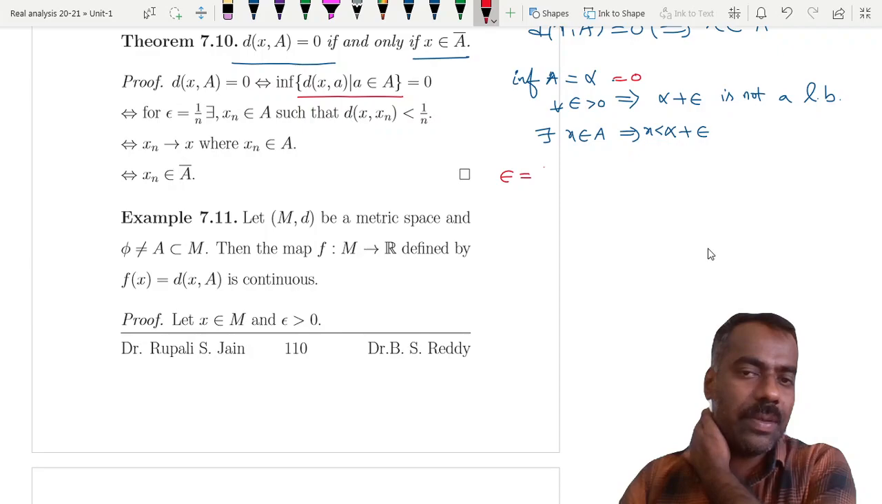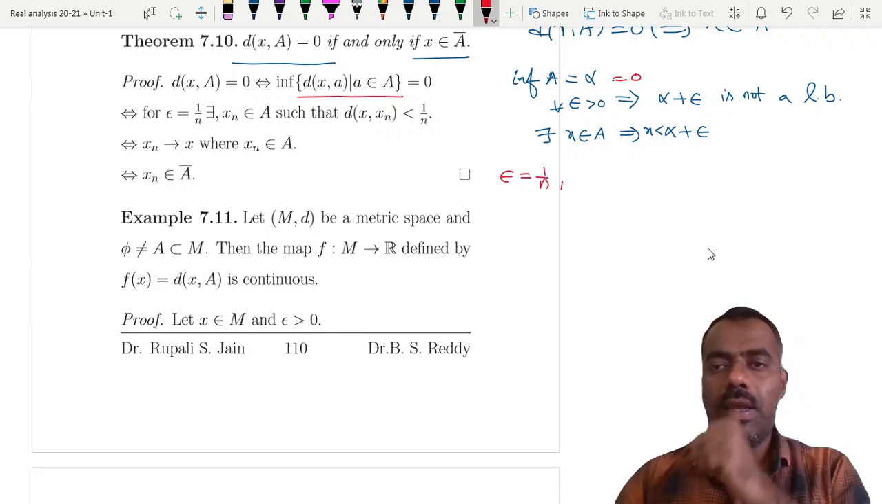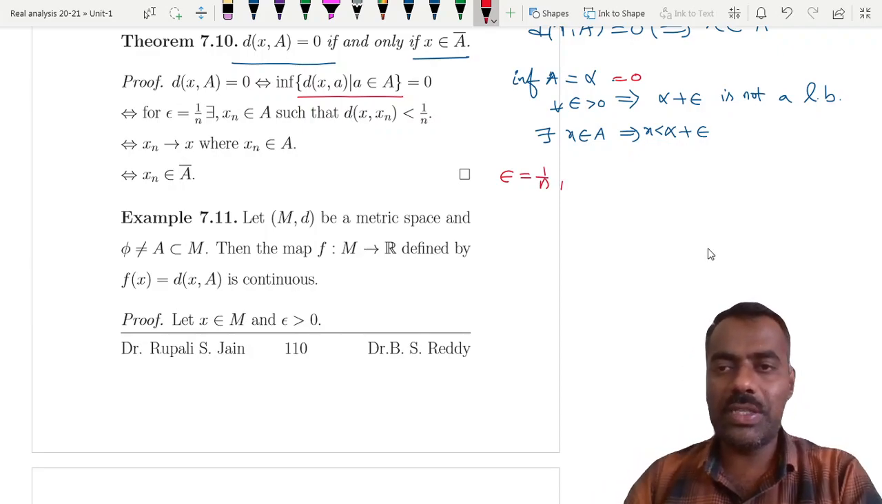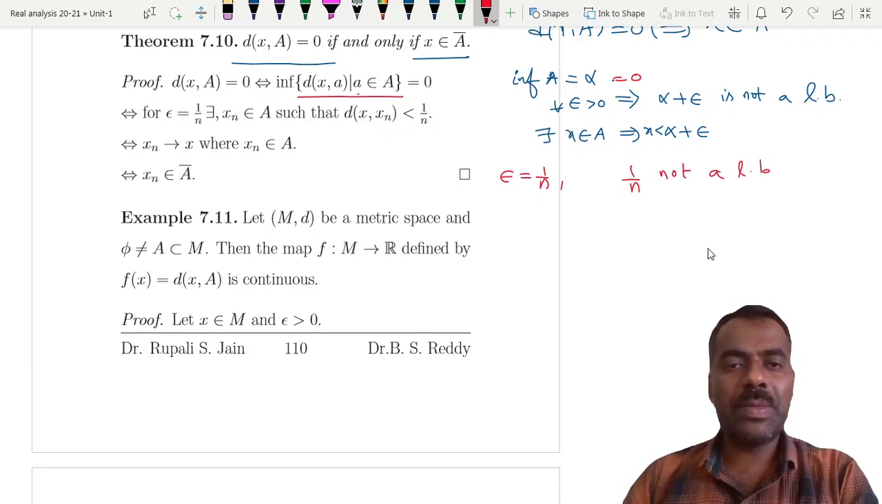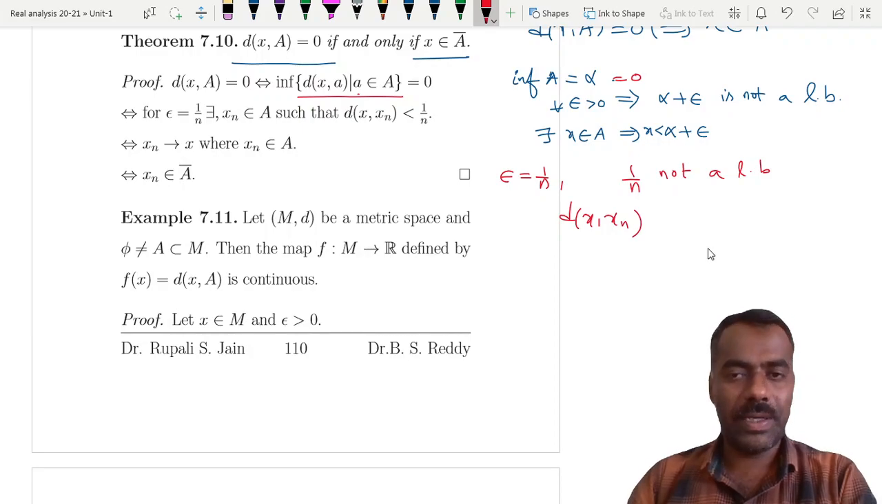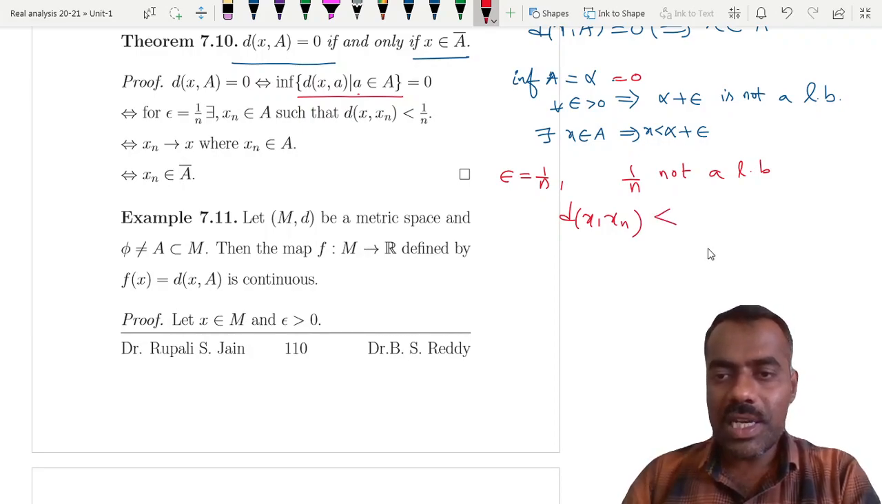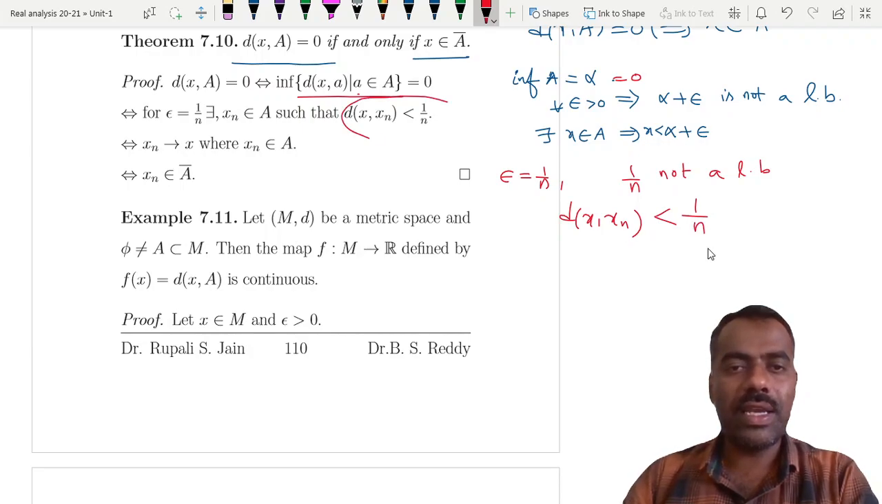So if you take in particular epsilon equal to 1 by n, then with alpha equal to 0, 0 plus 1 by n is not a lower bound for this set, right? What is meant by that is that there exists some element here that we are calling xn. So the distance between x and xn is strictly less than alpha plus epsilon, that is 1 by n. Okay, that is what we are writing here.